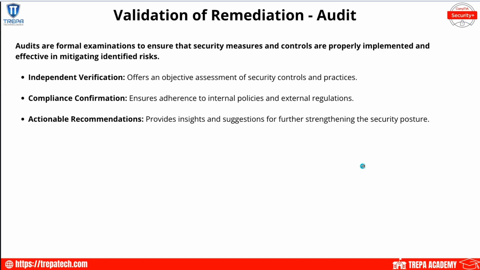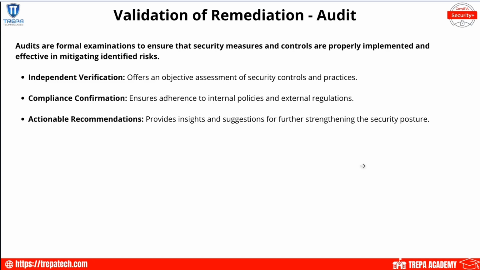Of course, auditing, guys. So audits are formal examinations to ensure that security measures and controls are implemented and met and are in compliance. So we have independent verification. This is like a third party coming in and offering their assessment, their opinion.